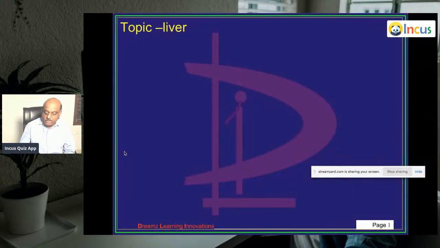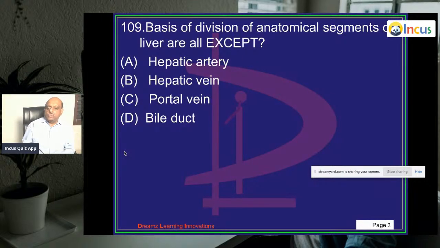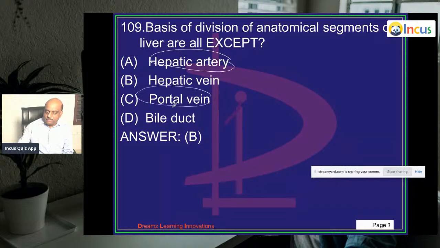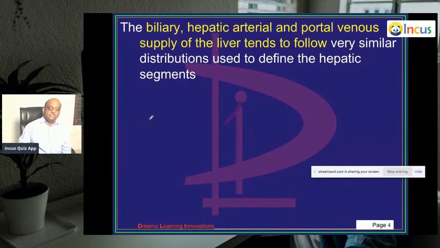So doctor, the next topic is liver. Some of you are going to be top hepatobiliary surgeons. You go to AIIMS, PGI, any exam in the world, Couinaud's classification is one of the most high-yield topics for the examiner. So hepatic artery, portal vein, bile duct. They are the basis of the division of the anatomical segments of the liver, is what you need to remember.